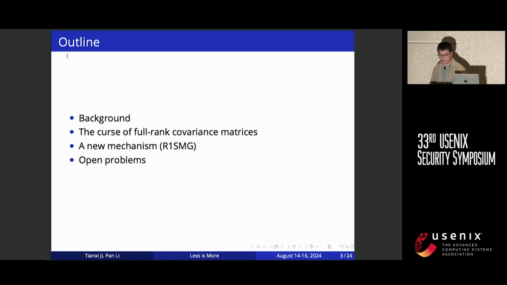My talk will follow this outline. First, I will briefly talk about background on DP and the Gaussian mechanism, and then identify the curse, or the limitation, of the existing Gaussian mechanism. Then I will show our newly developed scheme called R1SMG, which refers to a rank 1 singular multivariate Gaussian, that can address the limitation in the existing schemes. Then I will point out some open problems.